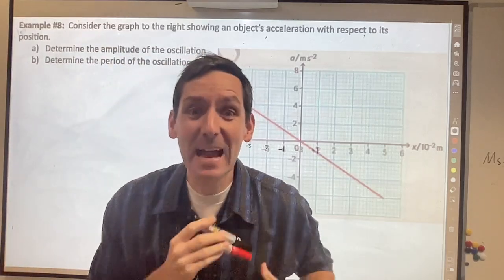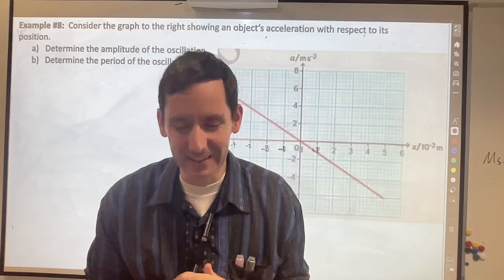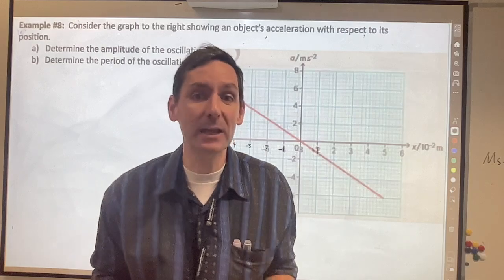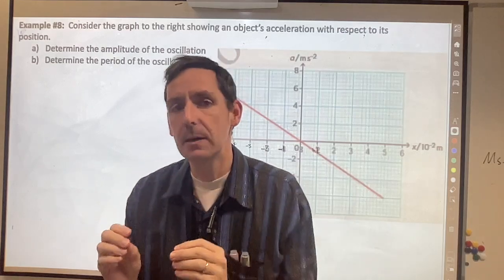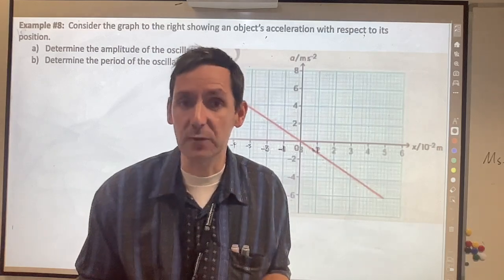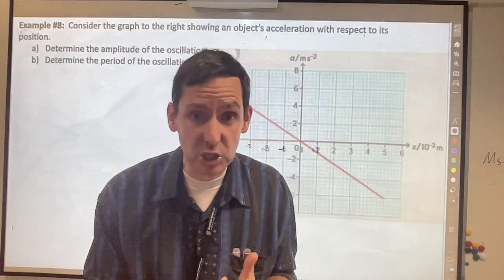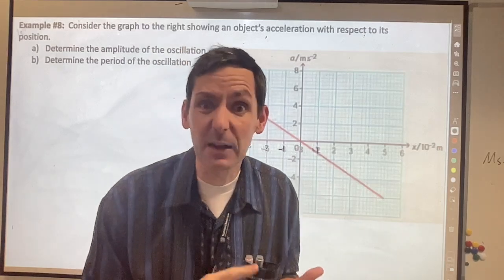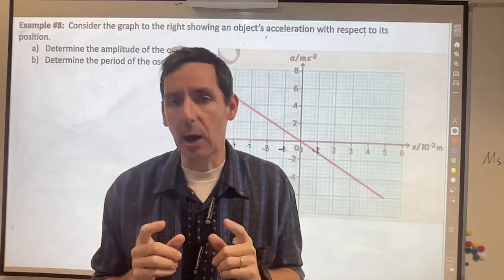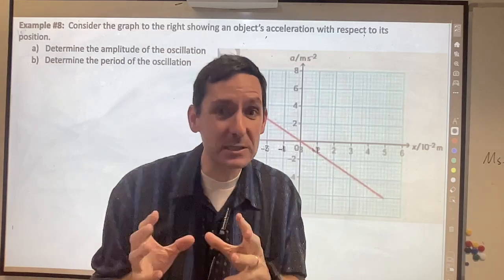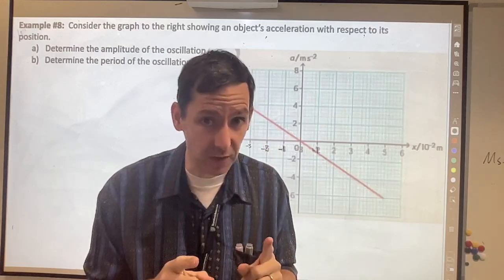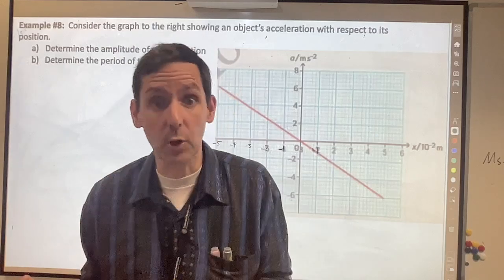All right guys, in our next example we're going to be looking at acceleration versus position or displacement. This is going to be a little different from the last ones. We've looked at energy versus position, position versus time, velocity versus time, and acceleration versus time. This one is acceleration versus position. Remember that for simple harmonic motion, acceleration and position are directly proportional to each other. They have direct variation.